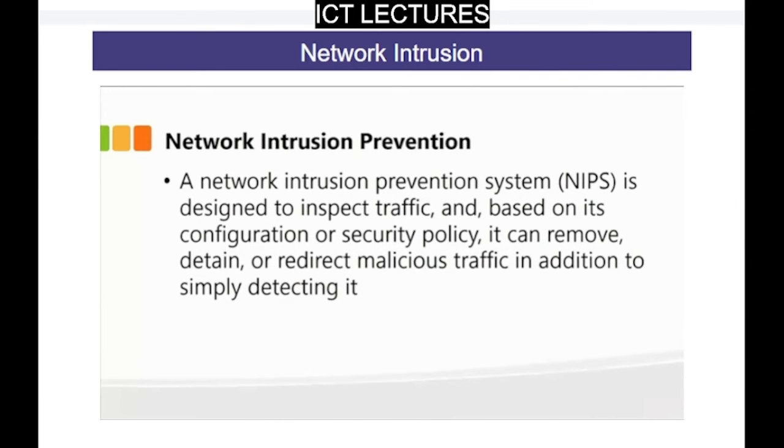The Network Intrusion Prevention System is designed to inspect traffic, and based on its configuration or the security policies that you set, it can remove, detain, or redirect malicious traffic in addition to simply detecting it. This is a preventive measure you can deploy, which enables you to preempt the attack. Once you configure a security policy, for instance, any traffic coming from outside the network or from a different region, it will just remove that data and send it to the recycle bin or any other location that you desire.